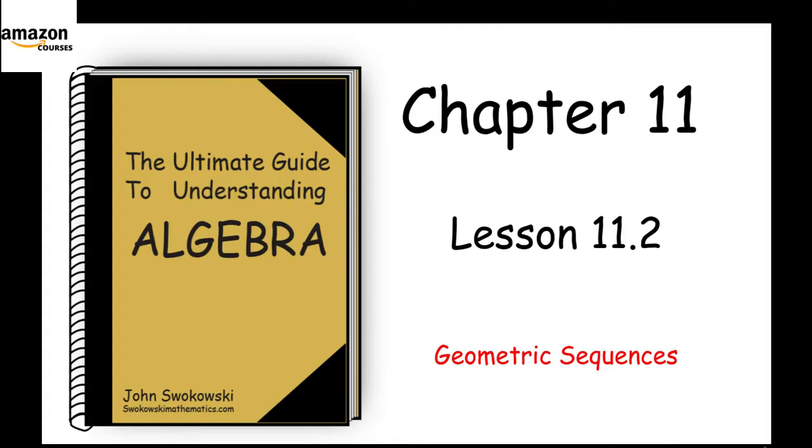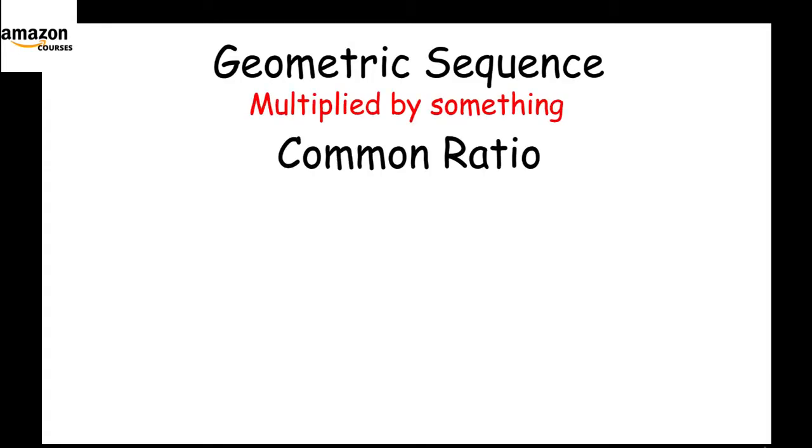In this lesson, we are going to be looking at geometric sequences. A geometric sequence is a list of numbers like you see, and they are being multiplied by something as the string continues. That is called a common ratio. If the numbers are getting larger like you see, they're being multiplied by a number bigger than 1. If they're getting smaller, then the common ratio is a number smaller than 1.